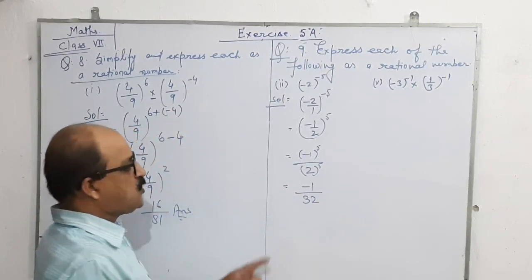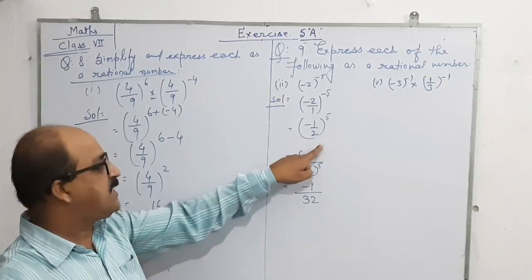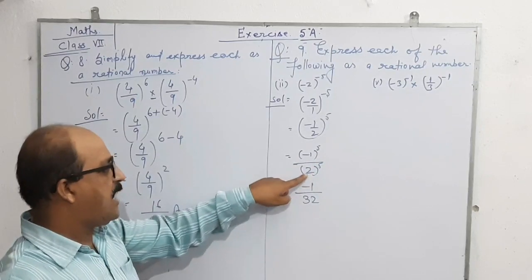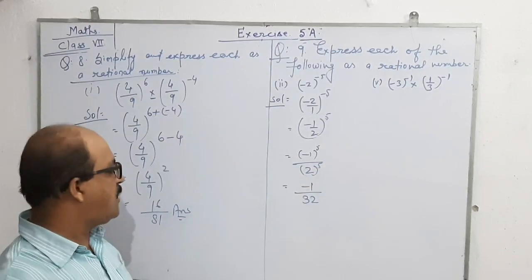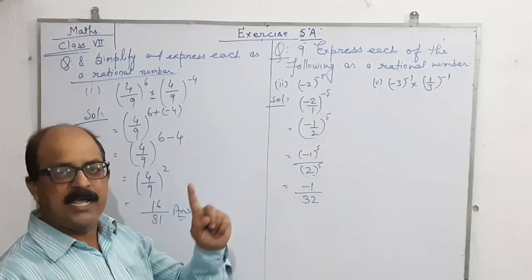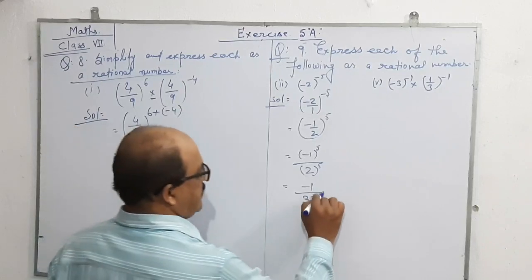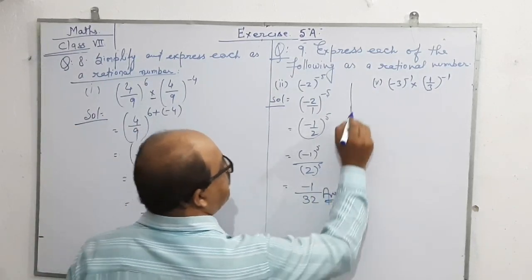If minus 1 is multiplied 5 times, a negative integer with an odd exponent, the answer will be negative. And here this one is positive, so 2 will be multiplied 5 times: 2 twos are 4, 4 twos are 8, 8 twos are 16, 16 twos are 32, and this one is the answer of it.